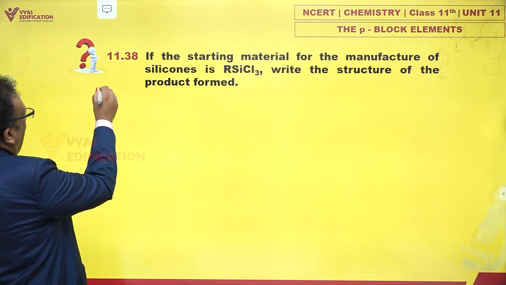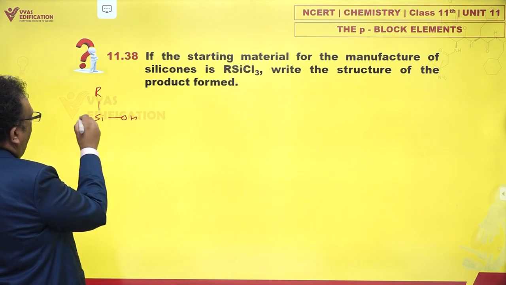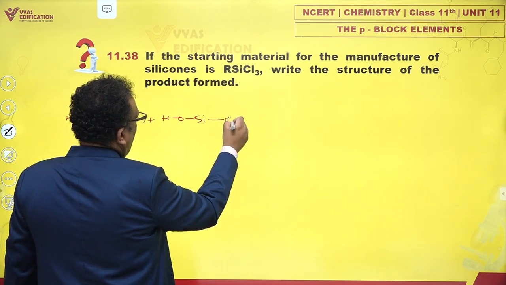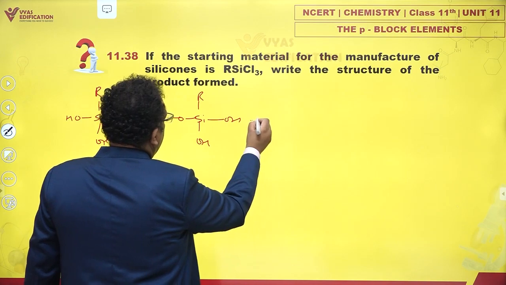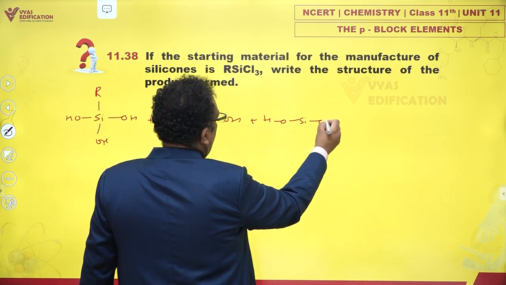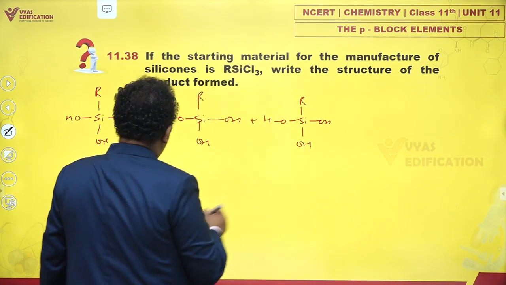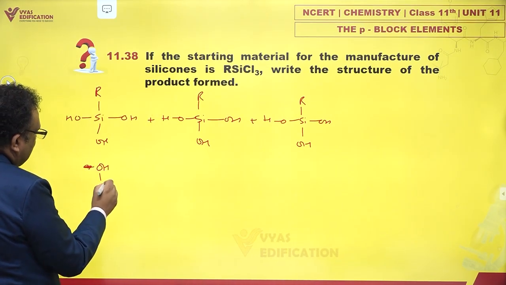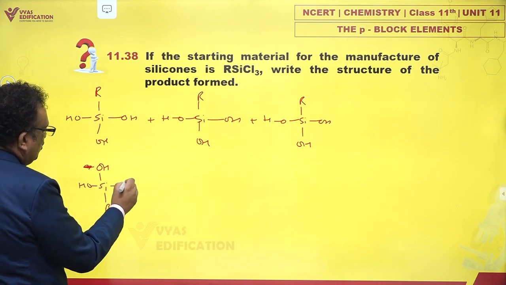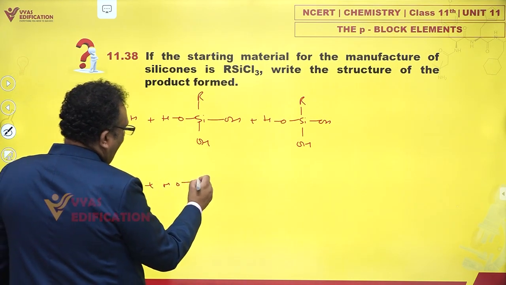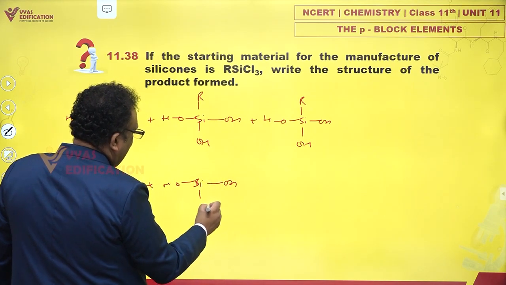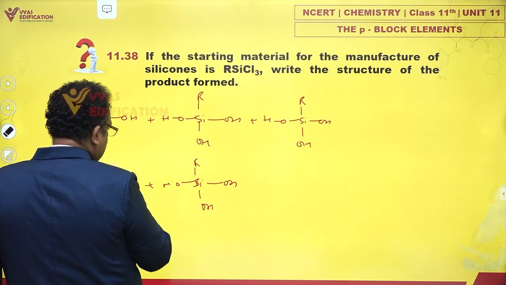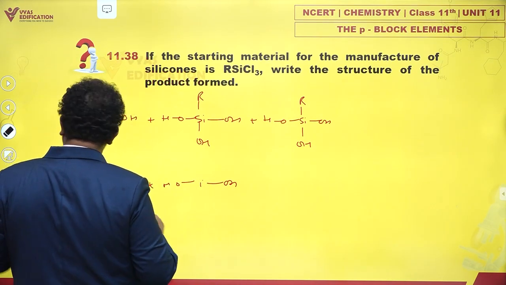You have RSi(OH)3 plus HOSi(OH)R, and then you have OH, Si, R. What stupidity is this? It is not stupidity. We are trying to write down a polymerization reaction as it occurs. And this is what we are trying to show, that what exactly happens in that respect.